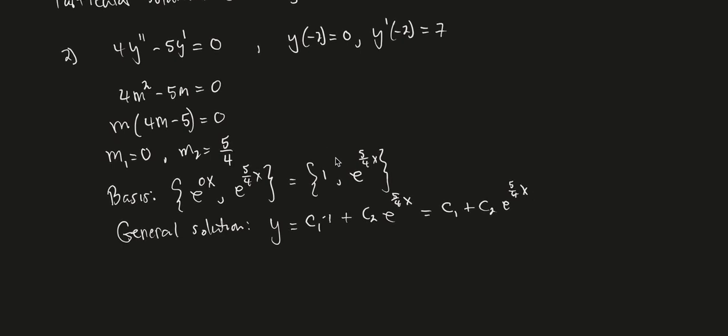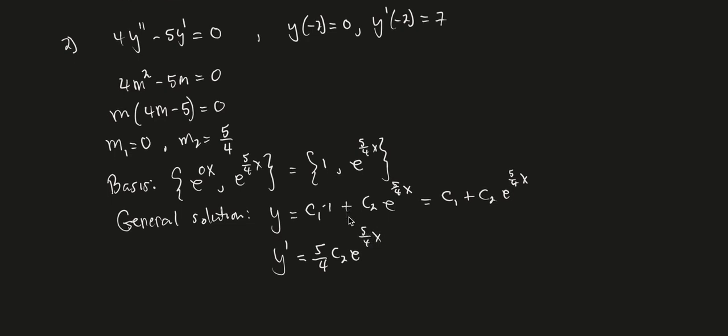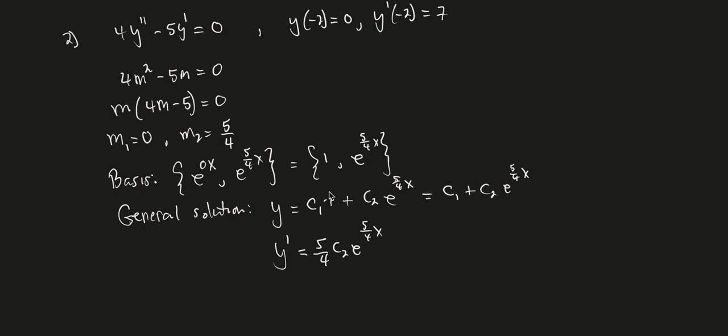Regardless of what the initial value of x is, we are going to need the derivative. So let's differentiate our general solution. So y prime is equal to, now what's interesting about getting something like this is that because this is just a constant, when I differentiate it, the c1 completely goes away. So c1 doesn't even show up in our derivative. What we're left with is the derivative of this term, which is 5/4 c2 e to the 5/4 x, right? So now let's apply these two conditions and see what we get.